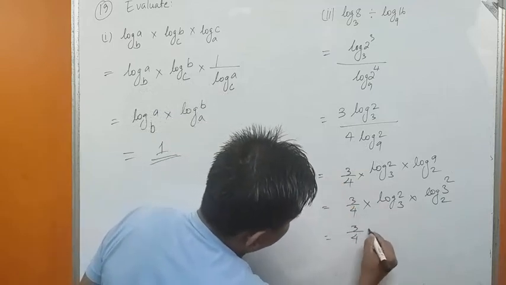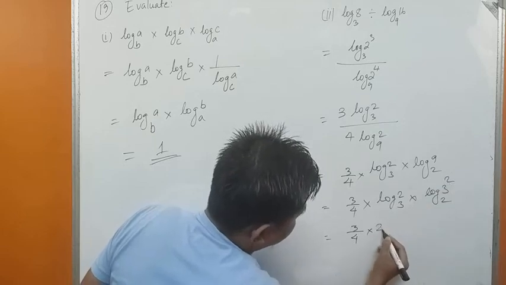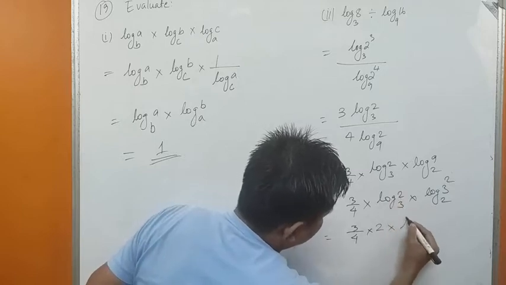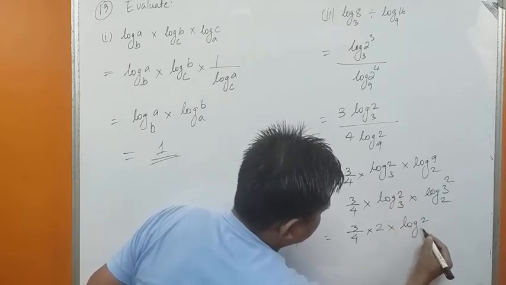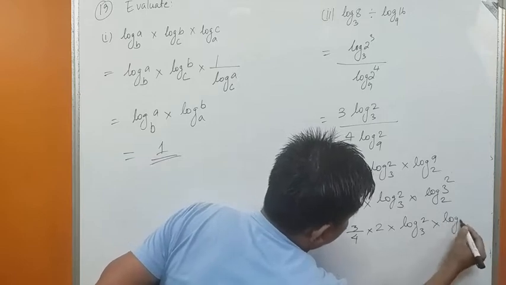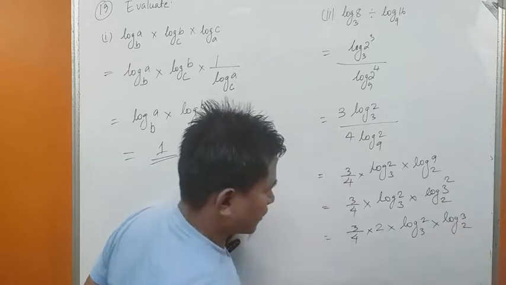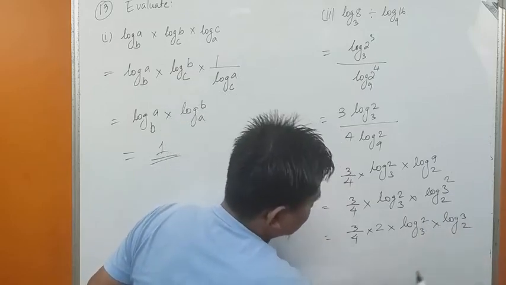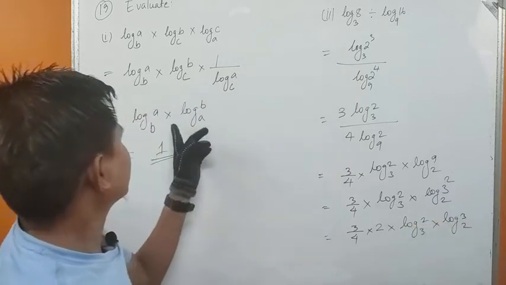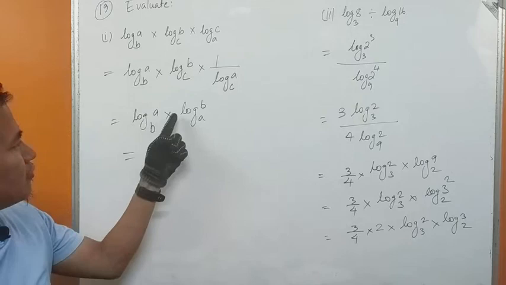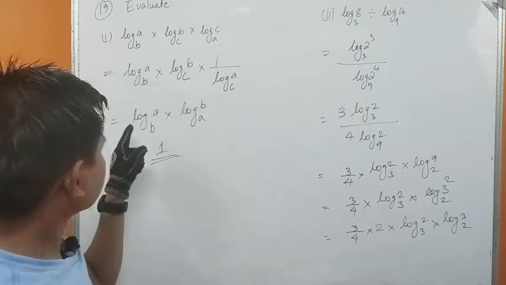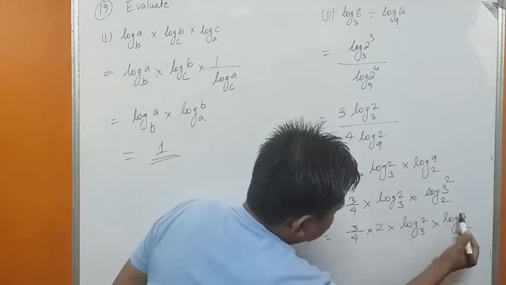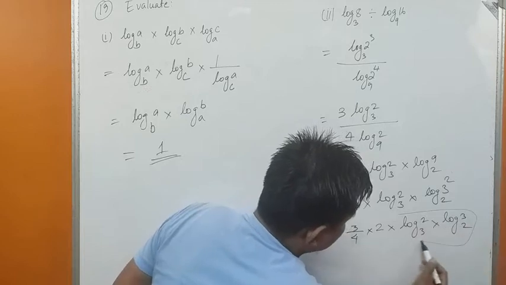Equals 3 upon 4 into 2, you can write this 2 in the front here. Now we have log 2 to the base 3 into log 3 to the base 2. Opposite, isn't it? Similar to what we did in the earlier case: log a to the base b into log b to the base a. Same thing, log 2 to the base 3 into log 3 to the base 2. This whole thing is 1.